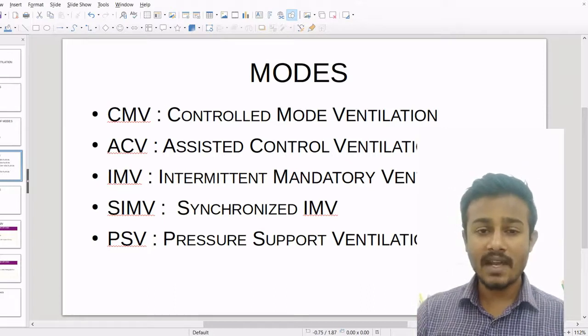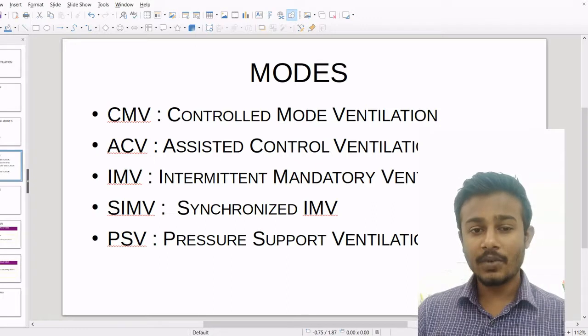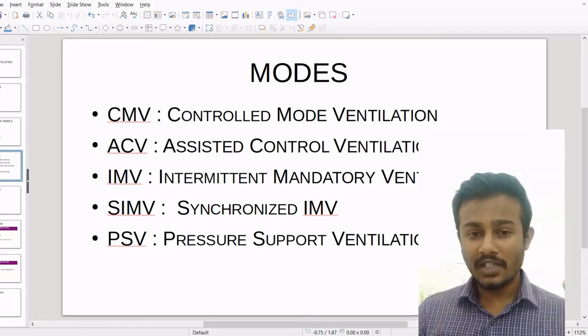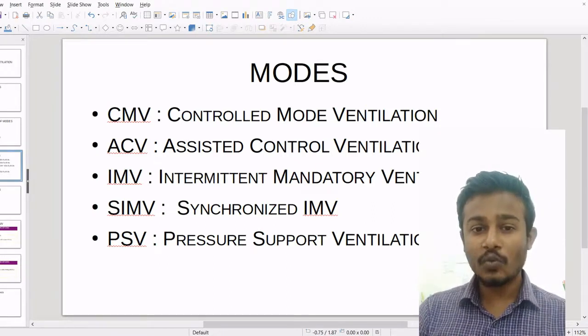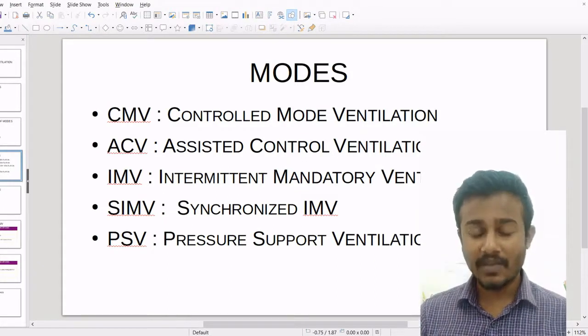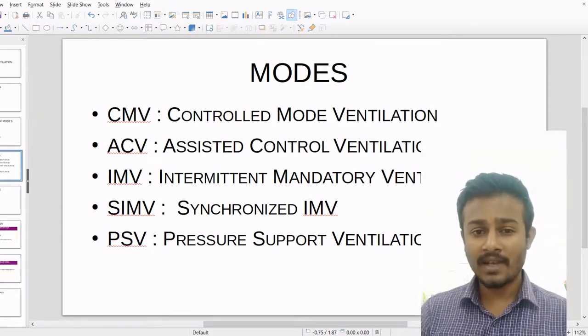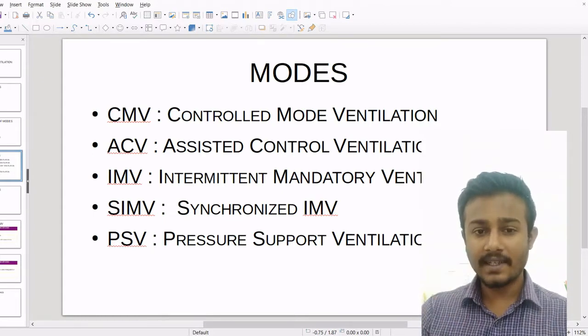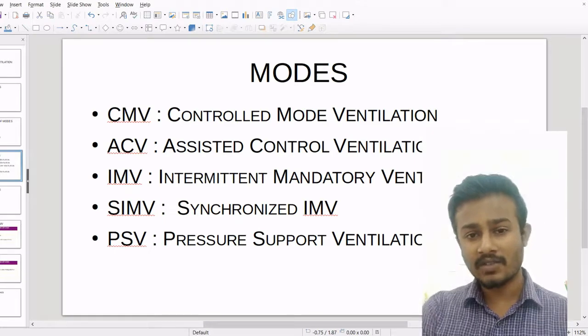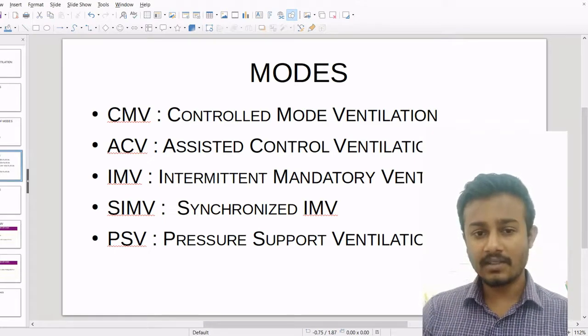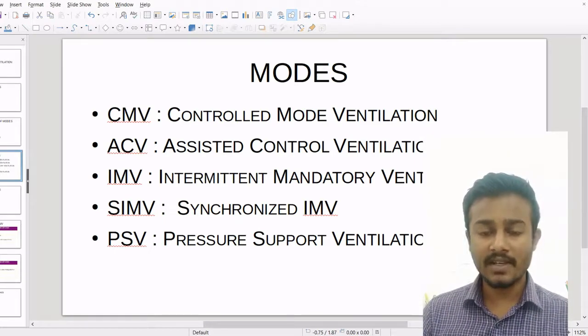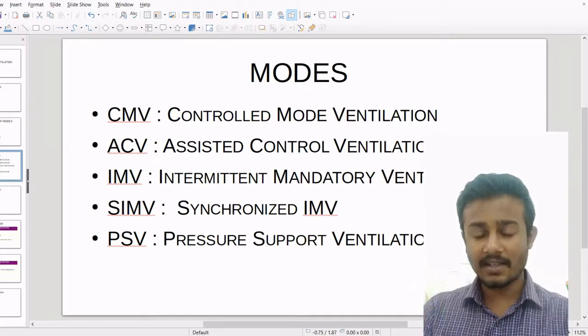Now synchronized IMV is a type of IMV which we commonly use, in which the total respiratory rate which you're setting includes both mandatory and spontaneous breaths. So depending upon the respiratory rate which you have set, you have what we call a mandatory setting. If the patient doesn't take any spontaneous breath, and you have set the respiratory rate as 10, it's going to do the entire 10 cycles.